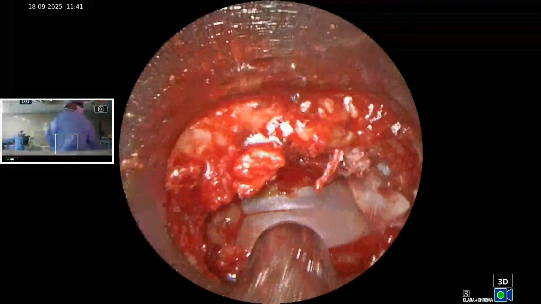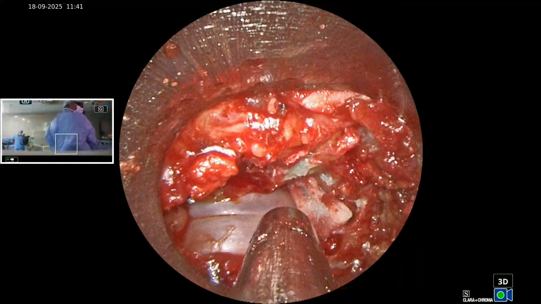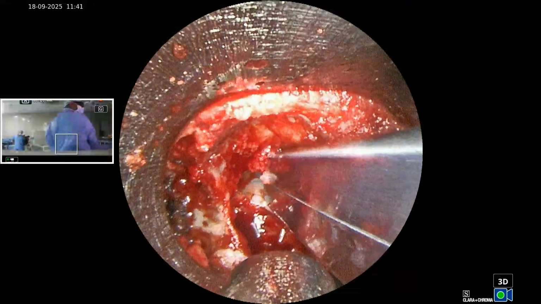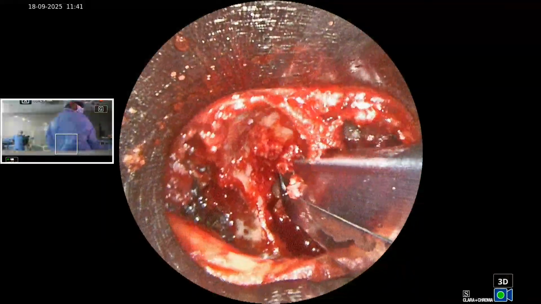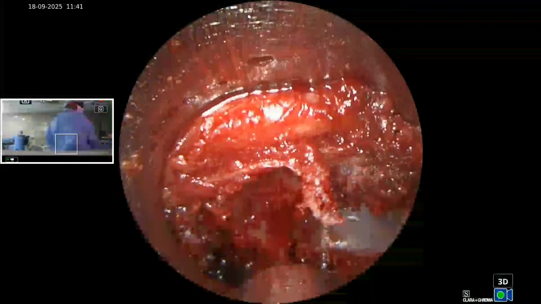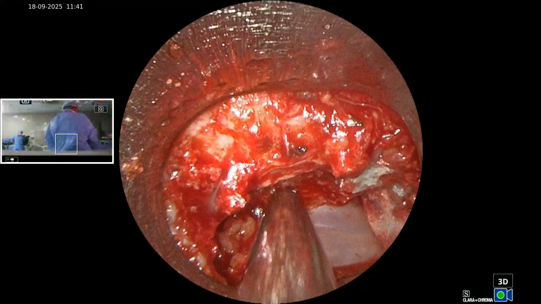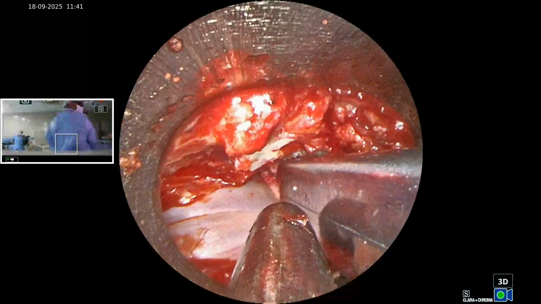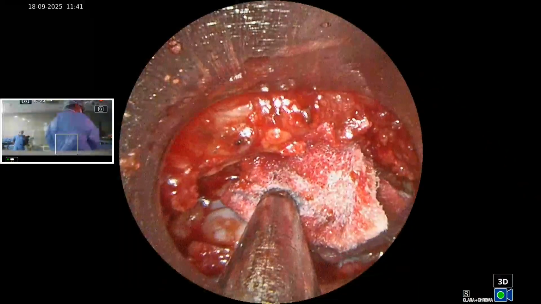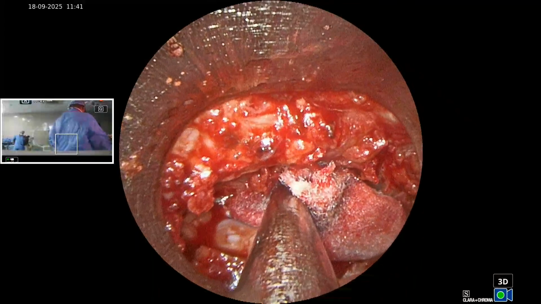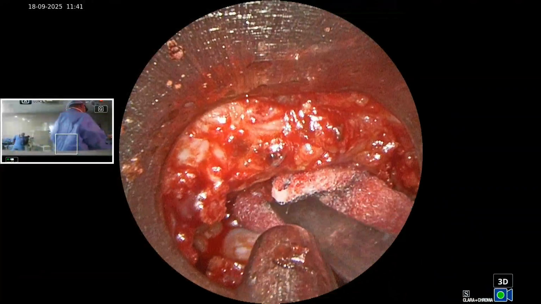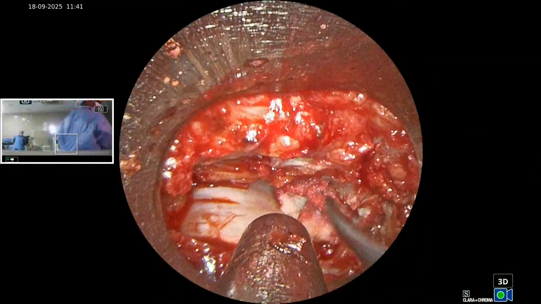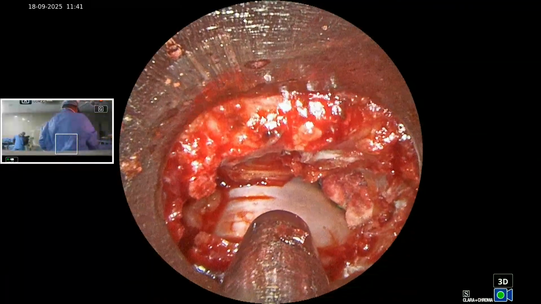This is the midline. We are just trying to decompress and remove the overhanging portions of the midline structures. Gradually, we are trying to go to the opposite side. So this is my caudal petty, 45.